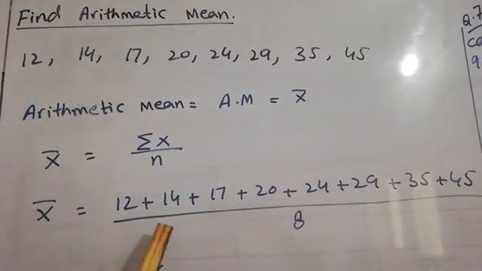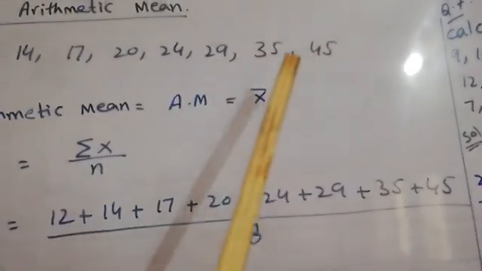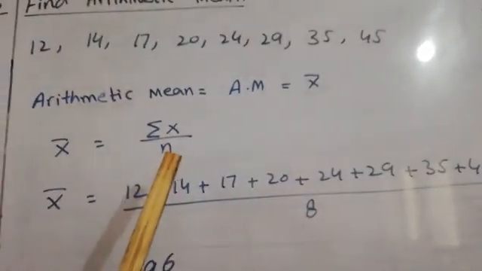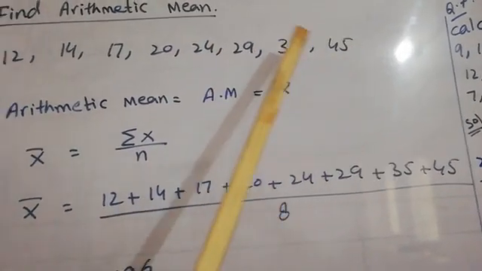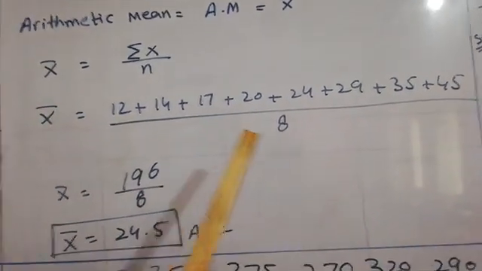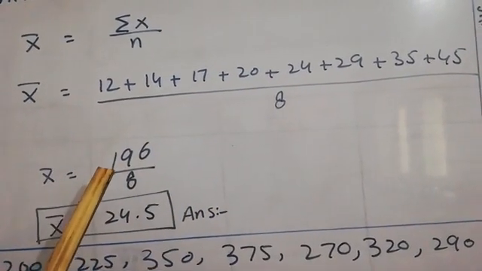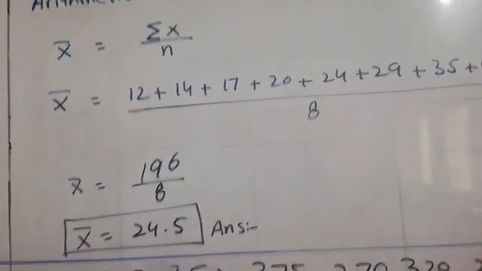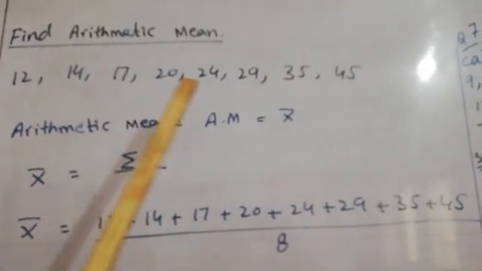So we will add 12 plus 14 plus 17 plus 20 plus 24 plus 29 plus 35 and plus 45. And n means the number of observations, or number of values in the data: 1, 2, 3, 4, 5, 6, 7, 8. There are 8 values, so we will divide their sum by 8. Their sum is 196, divided by 8, which is equal to 24.5. This is the arithmetic mean of the following data, and 24.5 is almost the middle of those values.